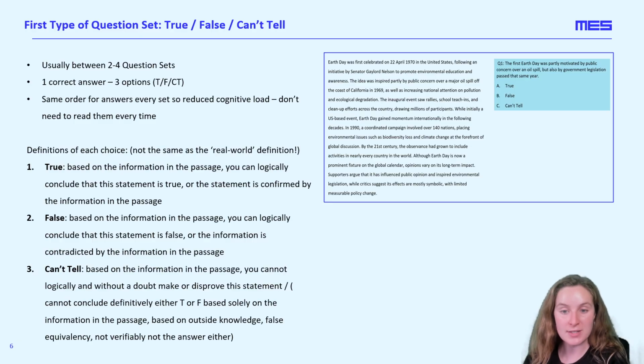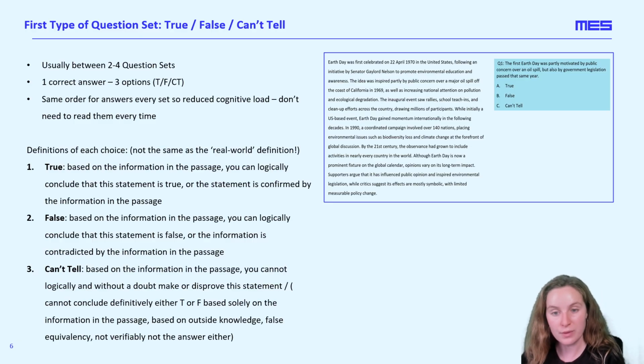Even if you personally, outside of this exam, know that the sound barrier is a certain measurement, you cannot state it as true or false with only the information in the passage. So you have to go with, based on the passage, you can't tell. There are some particular pitfalls for this option that we will look into later, so that you can see exactly what it looks like when questions are marked as can't tell.